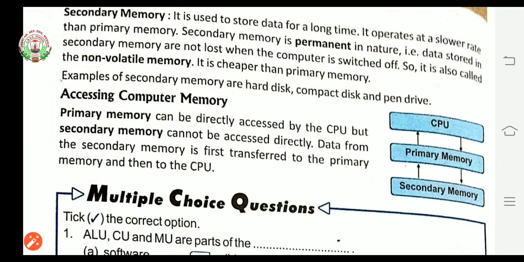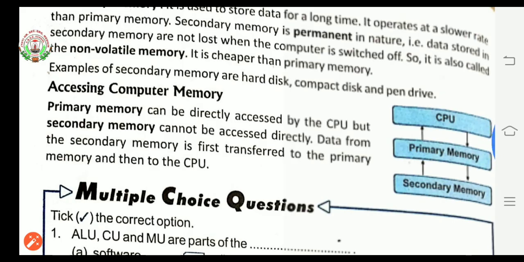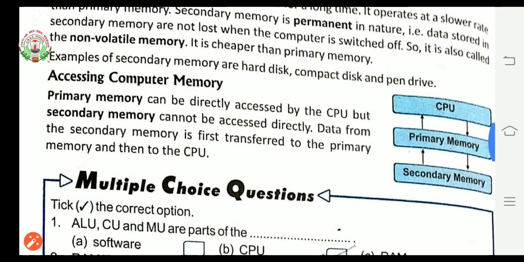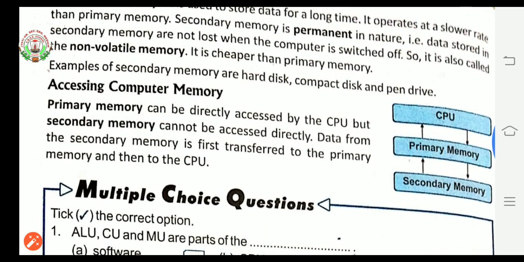Accessing computer memory. Primary memory can be directly accessed by the CPU. First, understand the meaning of accessing. Accessing means obtaining information. If we want to obtain any information from the primary memory, it can be directly accessed by the CPU. But secondary memory cannot be accessed directly. Means if you want to access any kind of information from secondary memory, it will not be accessed by the CPU directly. Data from the secondary memory is first transferred to primary memory and then to the CPU.